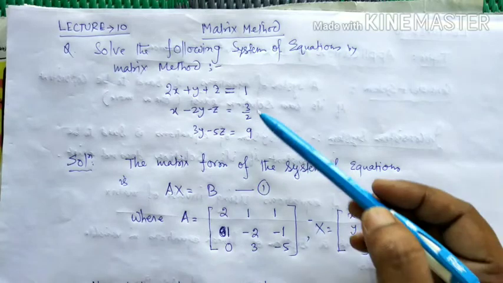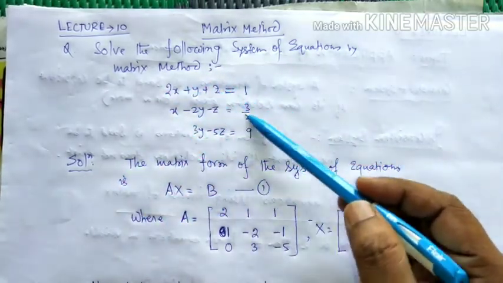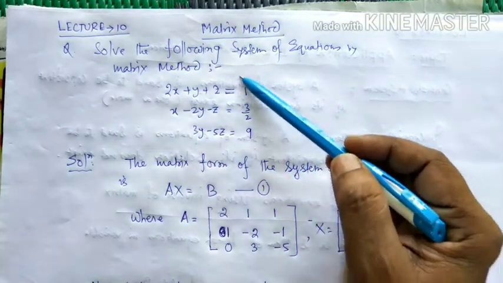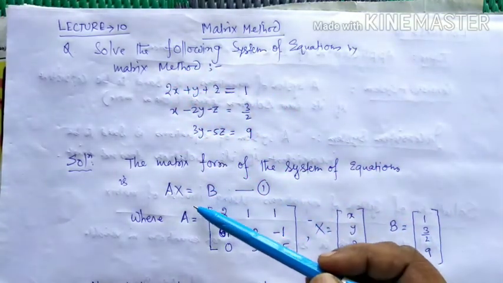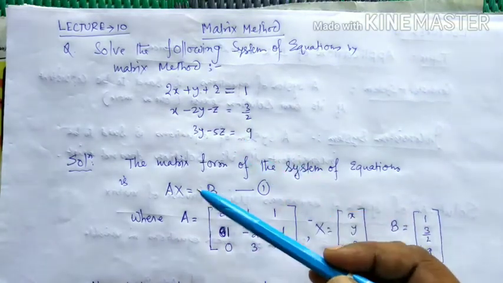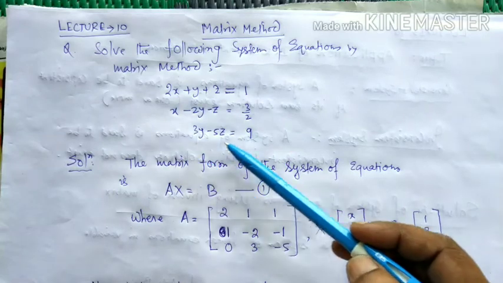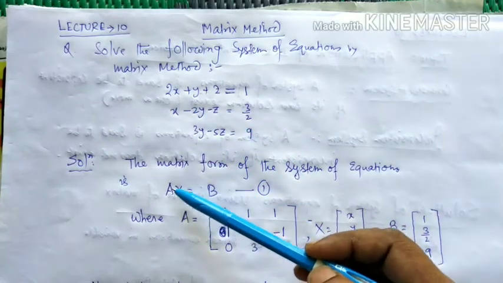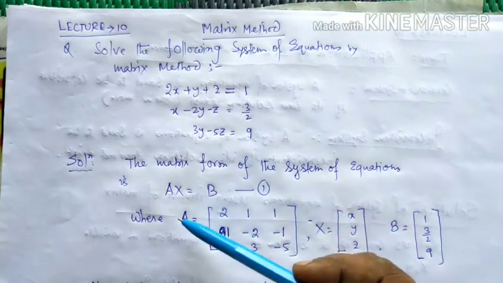Okay. Now how to find the solution of this? First you reduce or convert this system of equations into matrix form. The matrix form of the system of equations is what? AX = B. It should be reduced in this form. What is A? A is the coefficient matrix. It is called the coefficient matrix because we get it from the coefficients of x, y, z in the three equations.